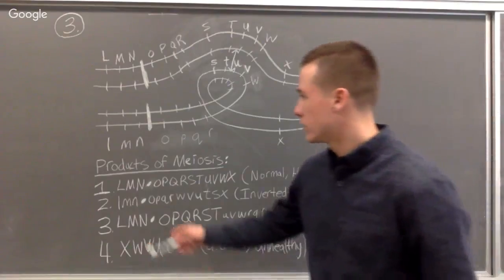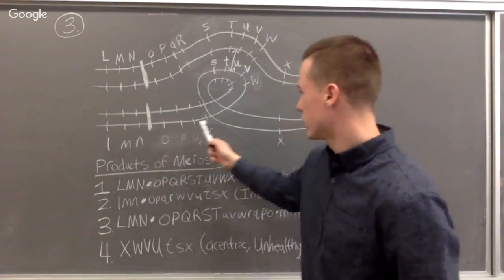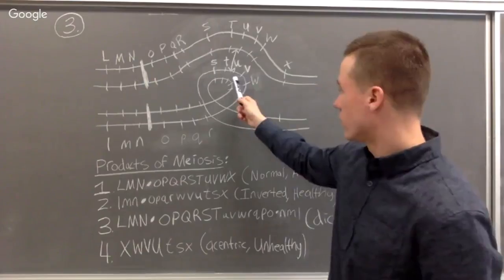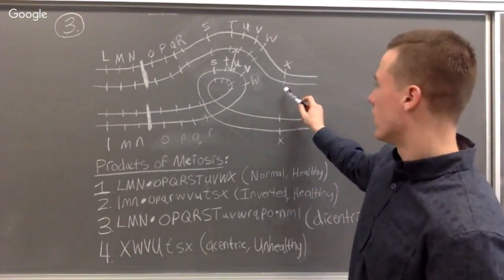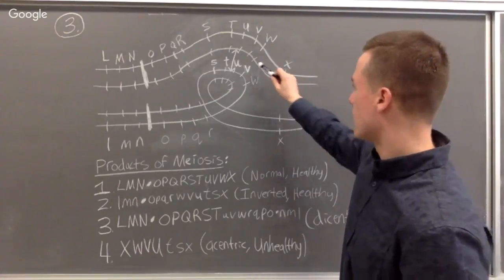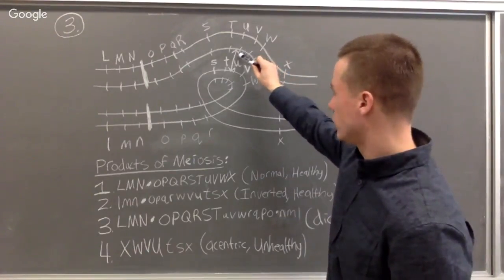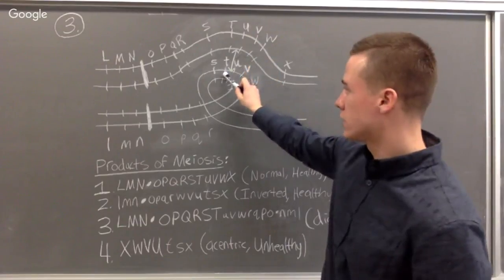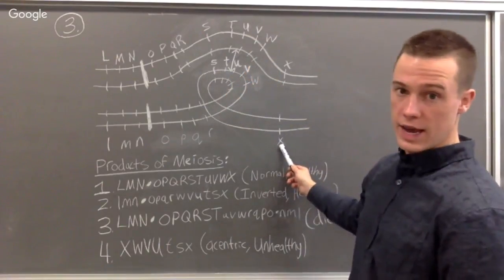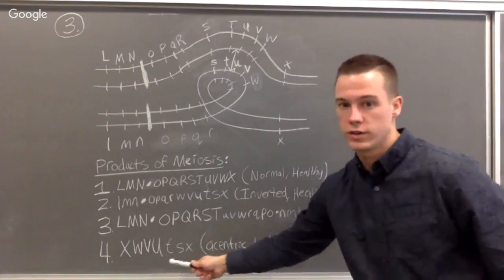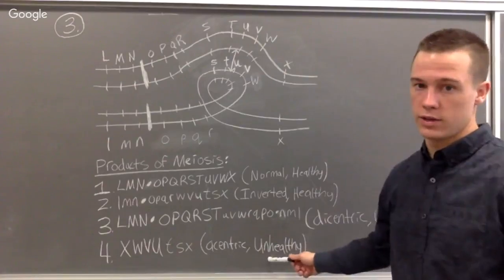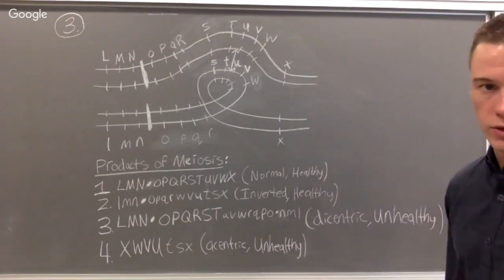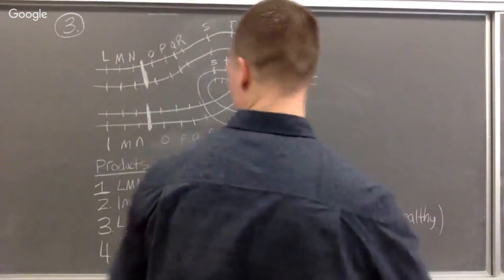And the fourth product of meiosis, we're going to look at this strand right here, which is a formation of both of them, like the first one. So let's start right here. We have capital X, capital W, capital V, capital U. Then we cross over to our lowercase t, lowercase s, lowercase x. So this one right down here, you can see, has no centromeres, so it's acentric and unhealthy. So those are our 4 products of meiosis there. And that's number 3. So now let's move on to the last problem, number 4.